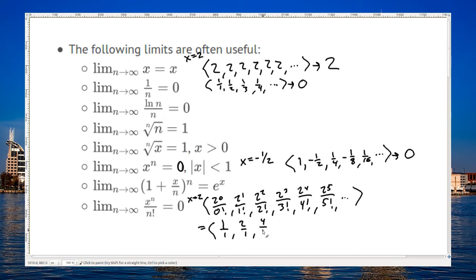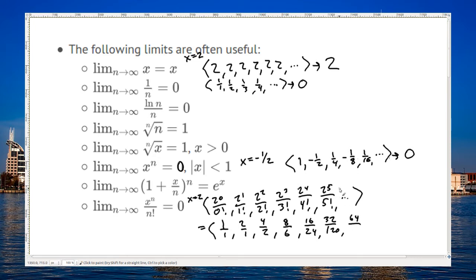Here we get 4 over 2. That's the same. Here we have 8 over 6. Now it might be getting a little bit smaller. 16 over 24. And here we have 32 over 120. Oh, yeah, here's where we can see it's getting smaller and smaller.